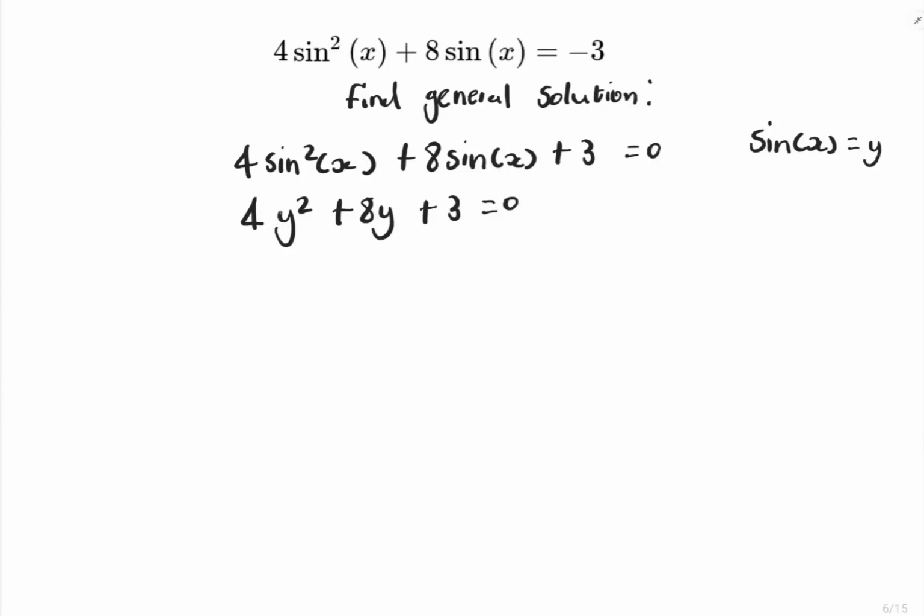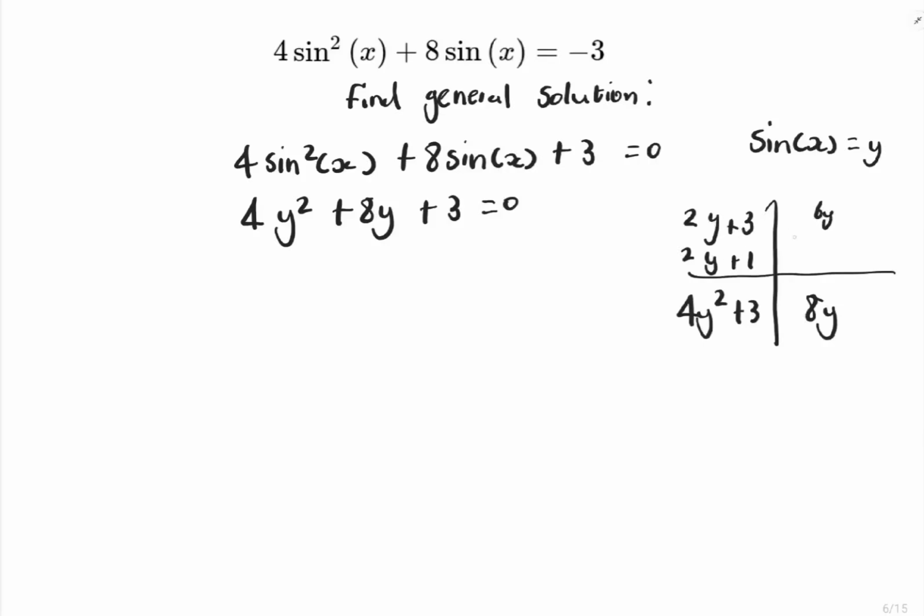It's a trinomial. There's a y squared, and then there's a y, and then there's no y. So we can do our factorization where this is going to be 4y squared, then 3. The middle term on the right is going to be 8y. We have 2y and y, and then 3 and 1, positive, positive. Cross multiply: 2y multiplied by 3 is 6y, 2y multiplied by y is 2y. Add them together, you do get 8y.